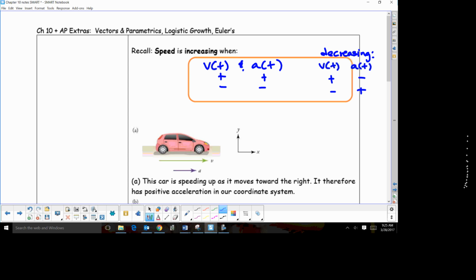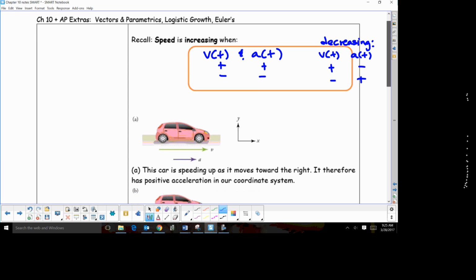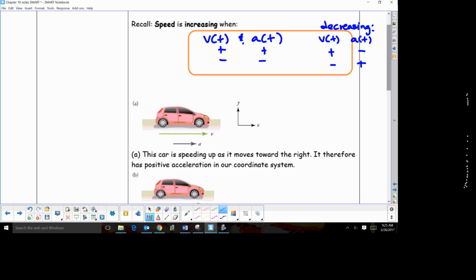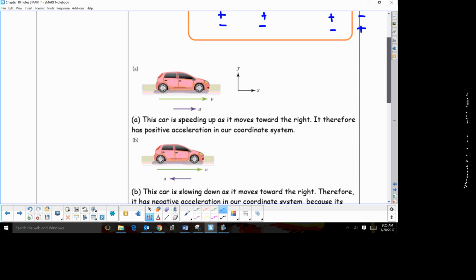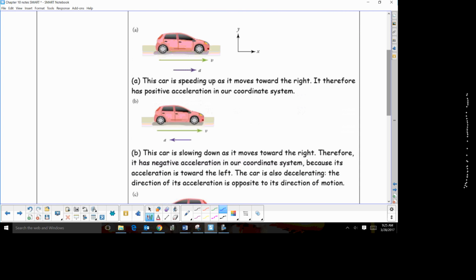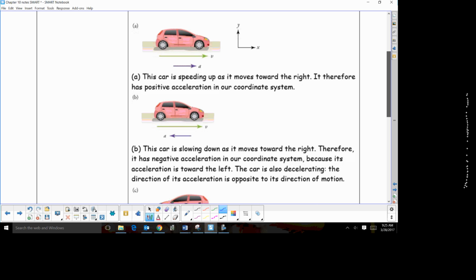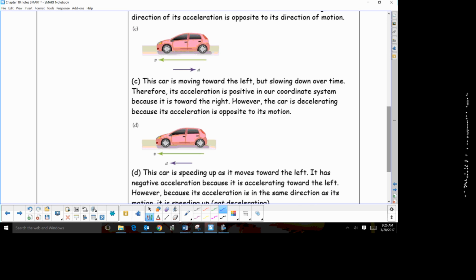And I really like this little part with the cars, it helps you see a little bit better. So if the car is speeding up as it moves to the right, it has a positive acceleration. So you can see again, we are speeding up. We're going in the same direction. And B, this car is slowing down as it moves to the right. Therefore, it has a negative acceleration in our coordinate system because its acceleration is towards the left, so the car is decelerating. The direction of the acceleration is the opposite of the motion, right? So as you look through, when you think of it in real life, you can see it with those two as well.